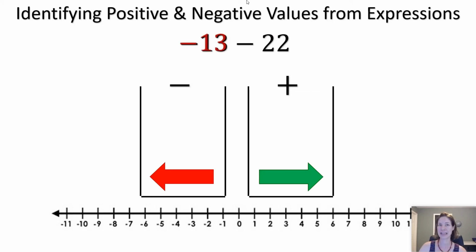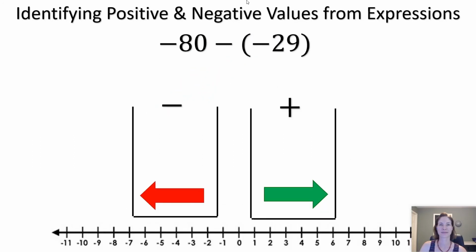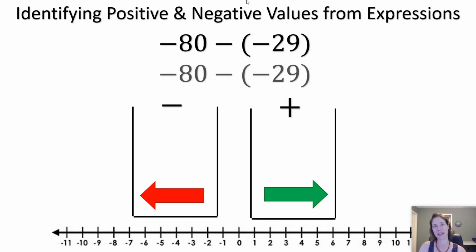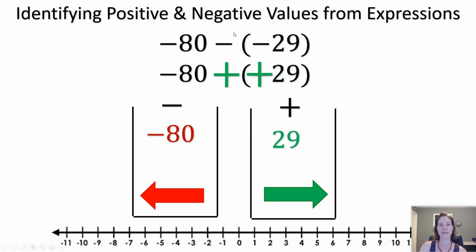Here we have a negative 13 and a negative 22. Sign to the left is the sign of the value. We have a positive 9 and a negative 37. So we have a negative 80, and then we have the opposite of negative 29. So we have negative 80 and positive 29. So on this one, you can't just look to the left. You have to actually look at what's happening here. We have the opposite of negative, take away a negative, which becomes a positive.